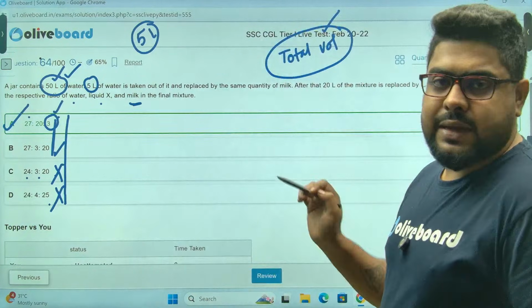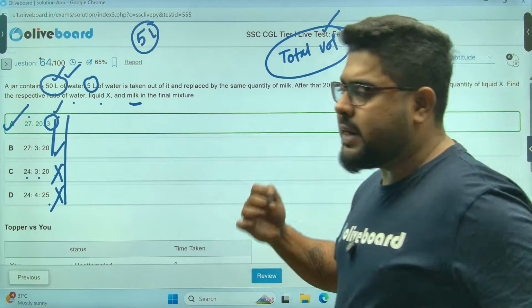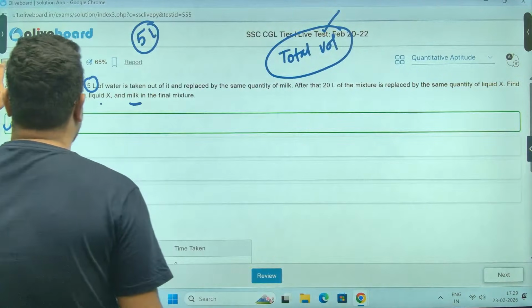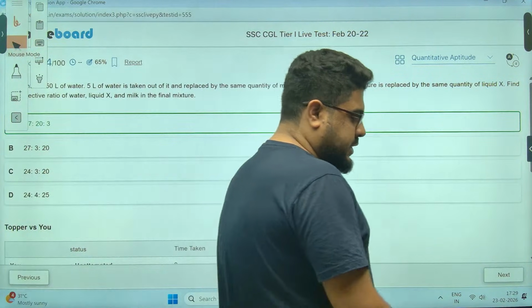Without solving anything, this is a shorter way, but using logic. Done, sir? Clear, everyone? Moving on.